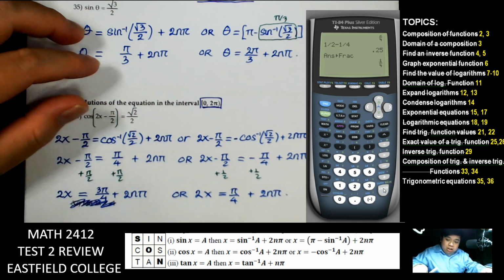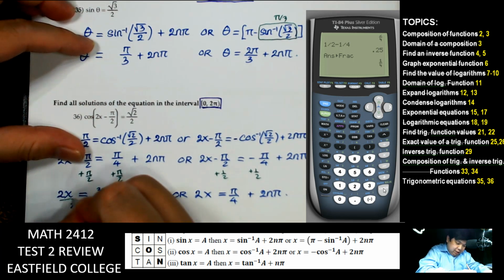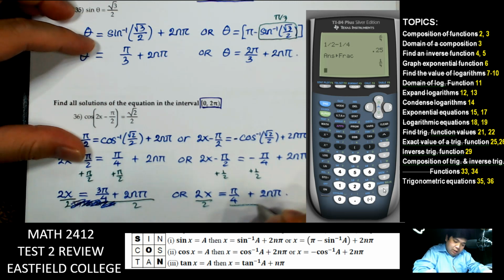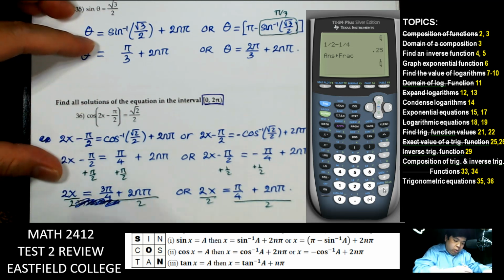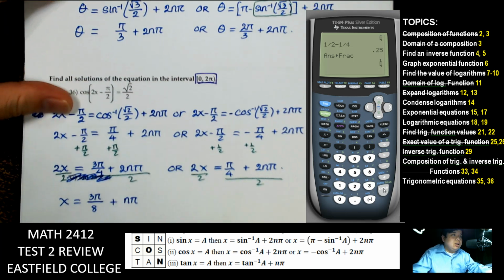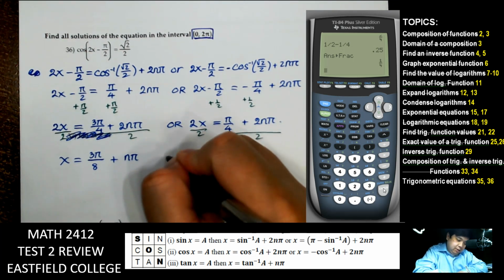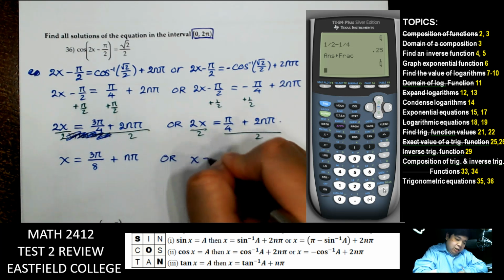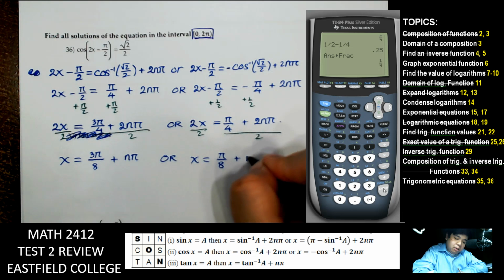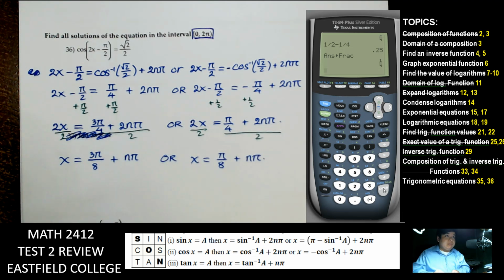Right. And then we divide by 2 on both sides. So we have x equal to 3 pi over 8, and 2 and 2 cancel, that's just n pi. Sorry. Then x equals pi over 8, and 2 and 2 cancel again, plus n pi.